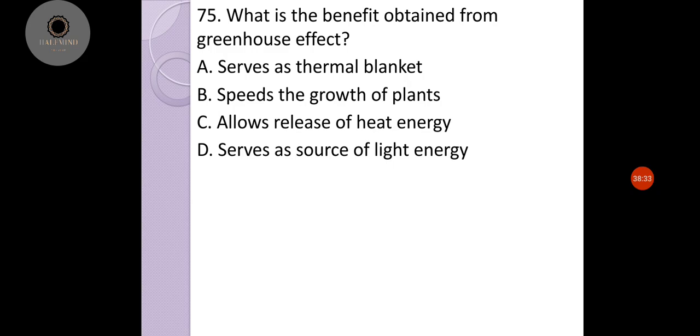So, ang effect ng greenhouse gases or ang benefit na nakukuha natin sa greenhouse effect is it serves as a thermal blanket. Mura siya kasi kapag walang greenhouse effect, napakalamig ng ating planeta, or the earth will be colder without greenhouse gases or without the greenhouse effect. Pero pag nasobrahan naman, masyado namang iinit yung klima ng ating mundo or in our world. So the benefit that we can obtain from the greenhouse effect is it serves as a thermal blanket.